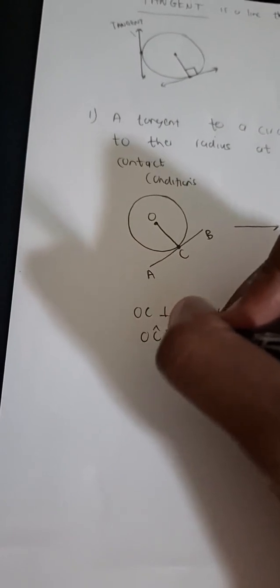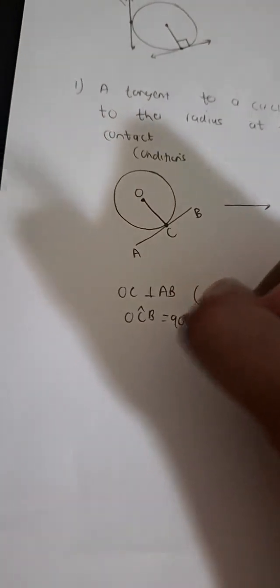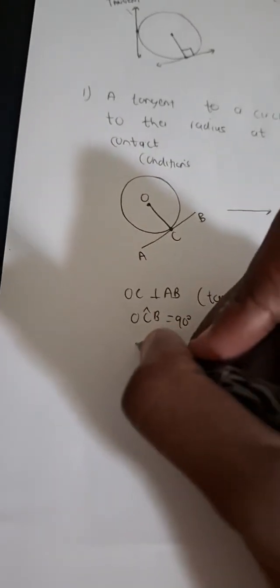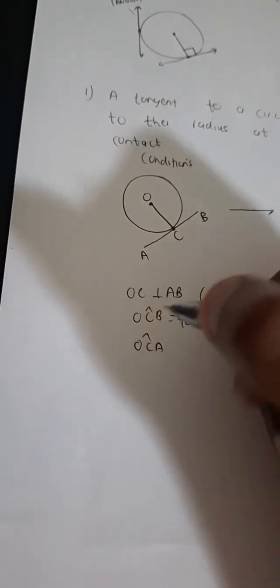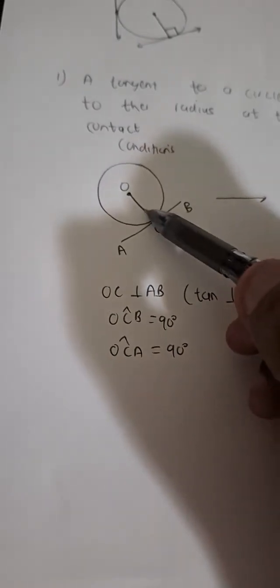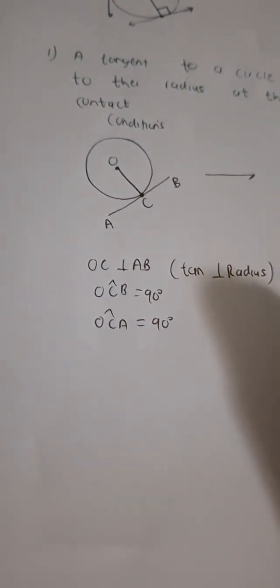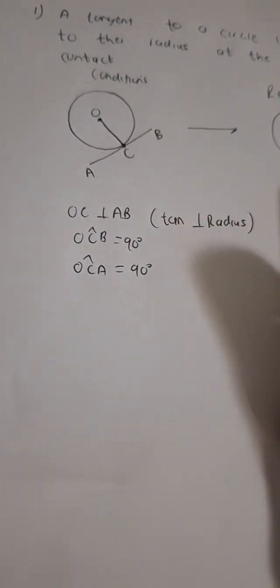So obviously that comes with a lot of conclusions like angle OCB is actually equal to 90 degrees, as well as angle OCA is also equal to 90 degrees, because the radius and the tangent have a relationship of perpendicularity at the point of contact, at the circumference of the circle.